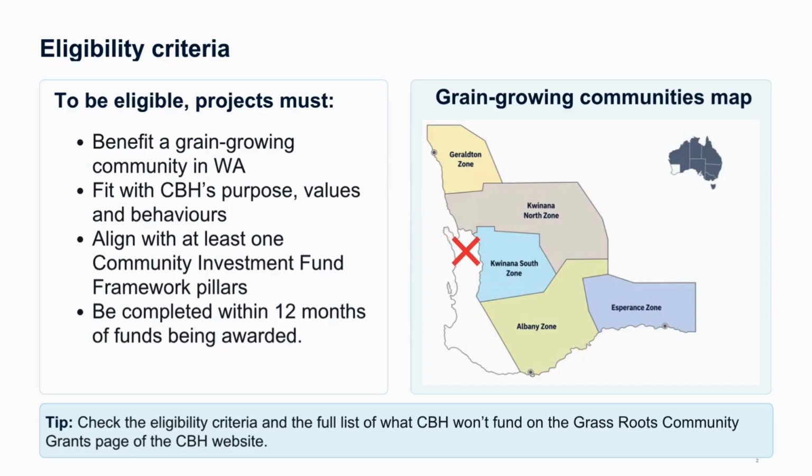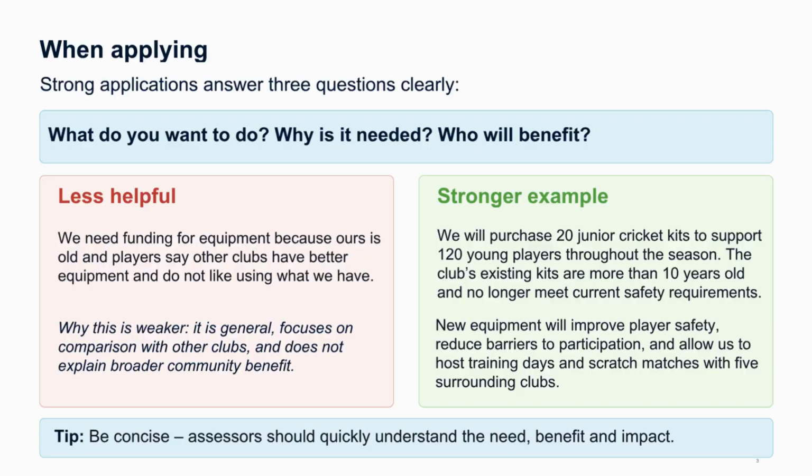Grants delivered in areas such as Perth Metro, the Peel region including Rockingham, Kwinana and Mandurah, or the southwest in areas such as Bunbury, Busselton or Margaret River are not in a grain growing community and therefore ineligible to apply.